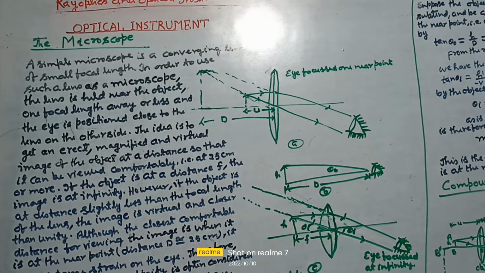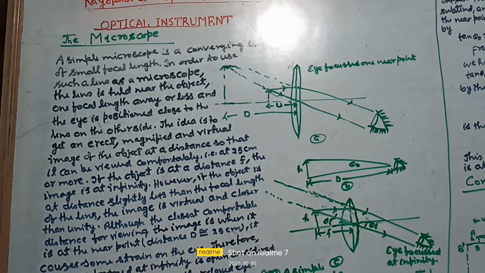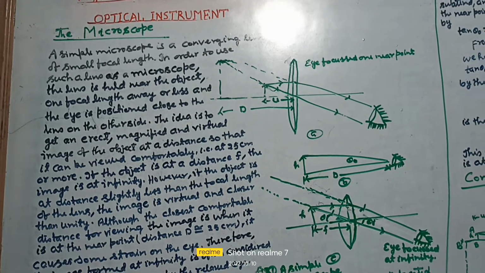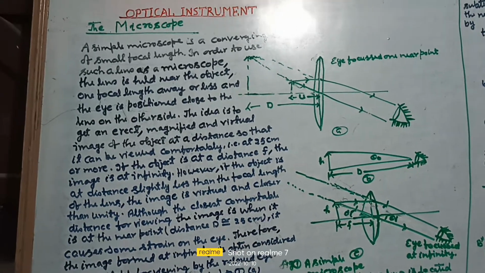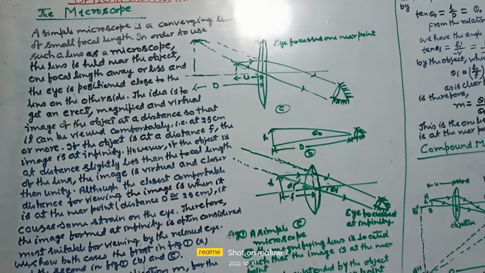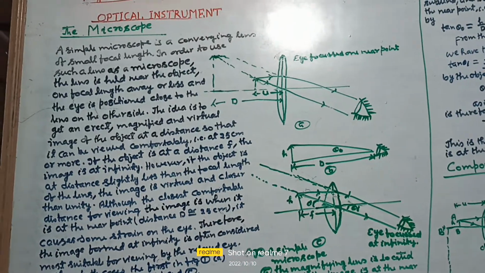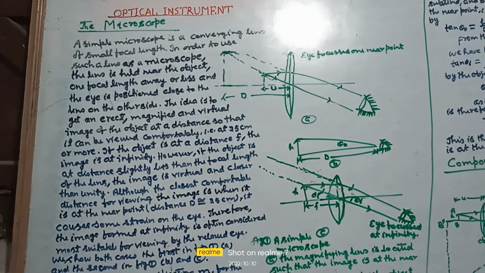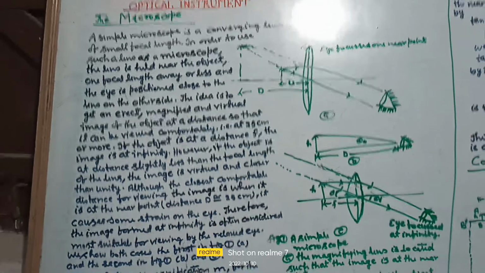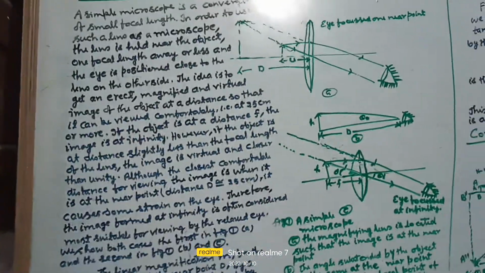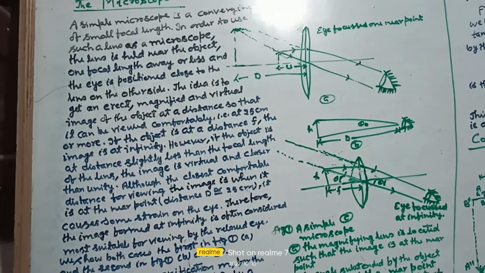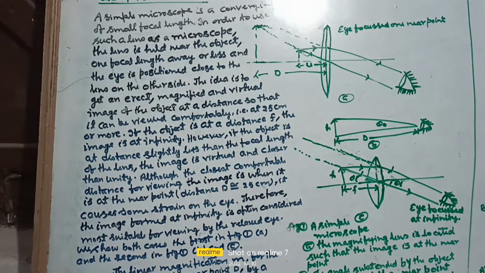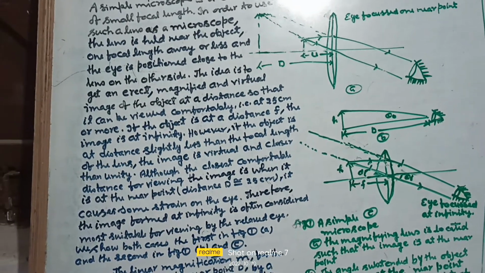The idea is to get an erect, magnified and virtual image of the object at a distance so that it can be viewed comfortably. It means at 25 centimeters or more. If the object is at a distance f, the image is at infinity. However, if the object is at a distance slightly less than the focal length of the lens, the image is virtual and closer than infinity.